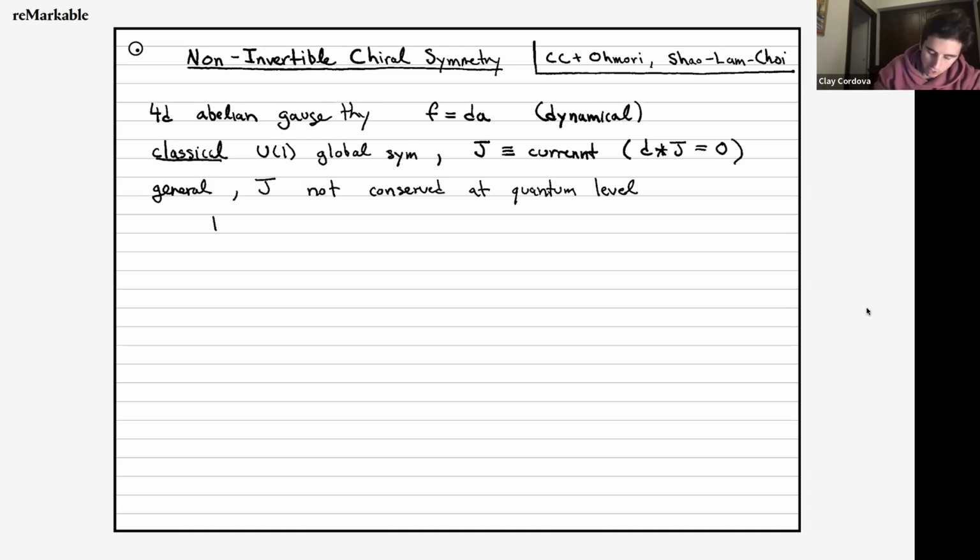So often you find an equation that is d star J is some integer over 8 pi squared. Actually, maybe I don't want to call this K. I'll just call this 1 for now. Times F wedge F. So this is the so-called ABJ anomaly. The term anomaly in physics has become wildly overloaded, but this is the oldest, so we have to respect it. This is true in a zillion examples. Let me just jog your memory about some of them.